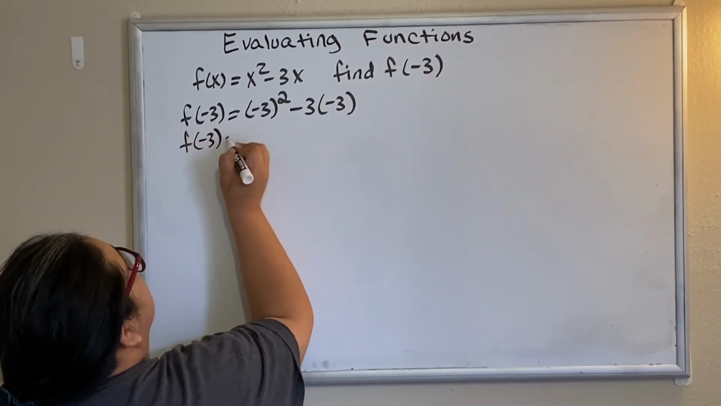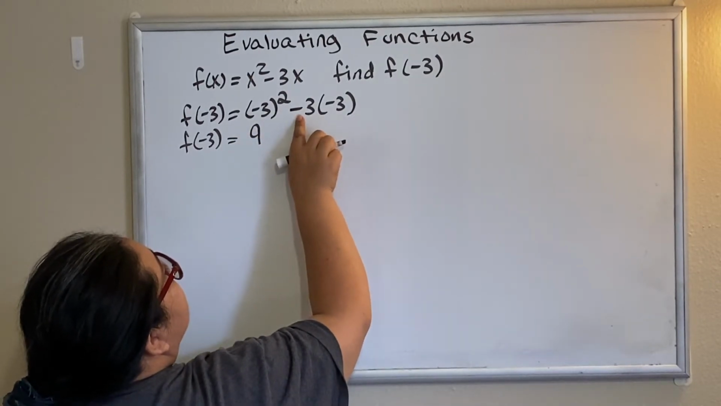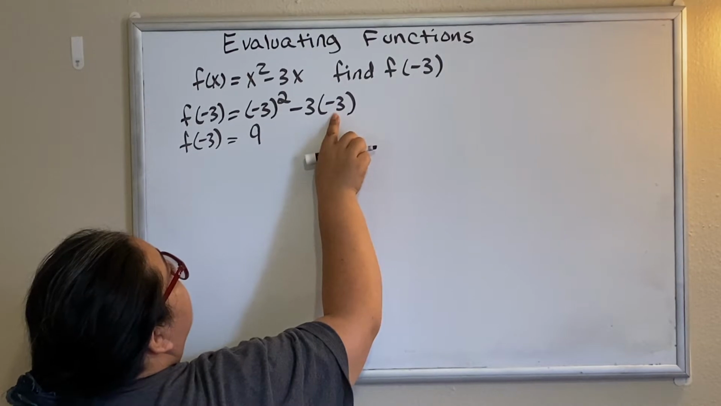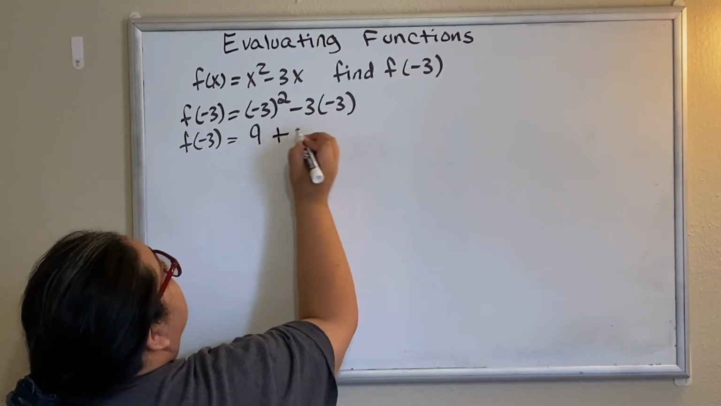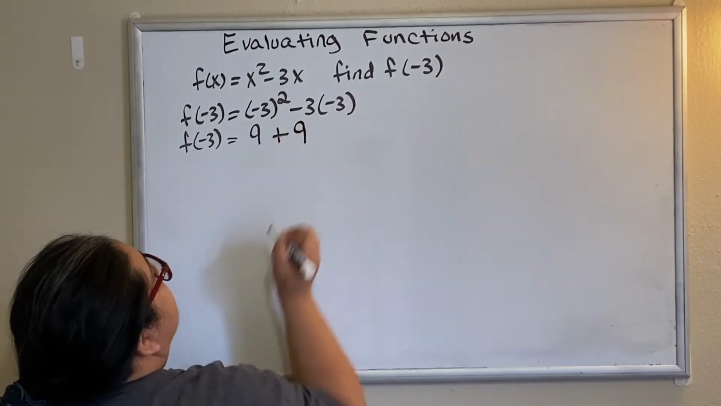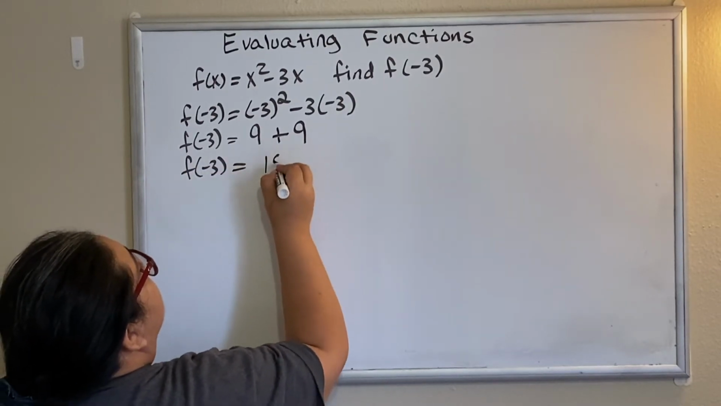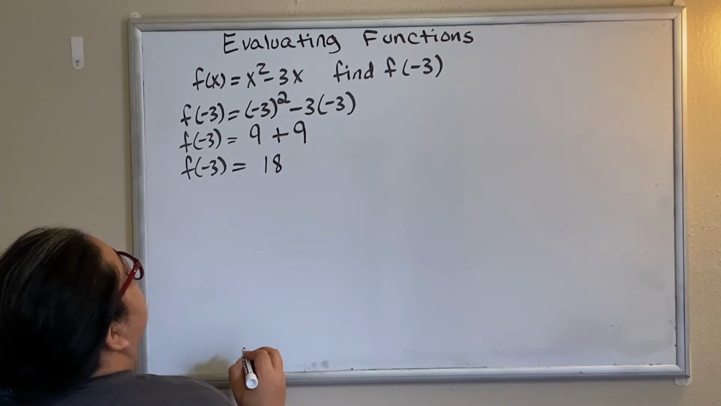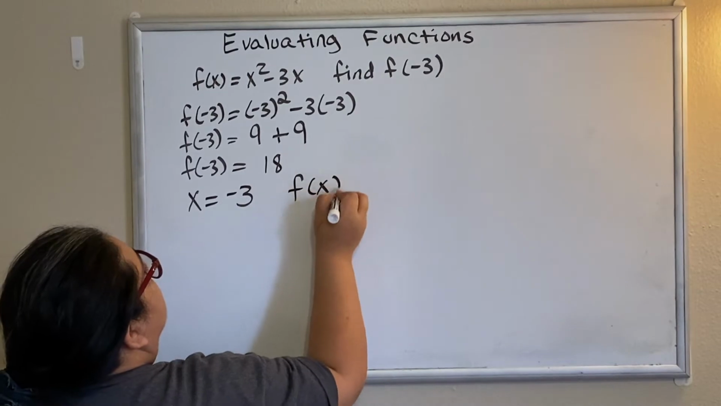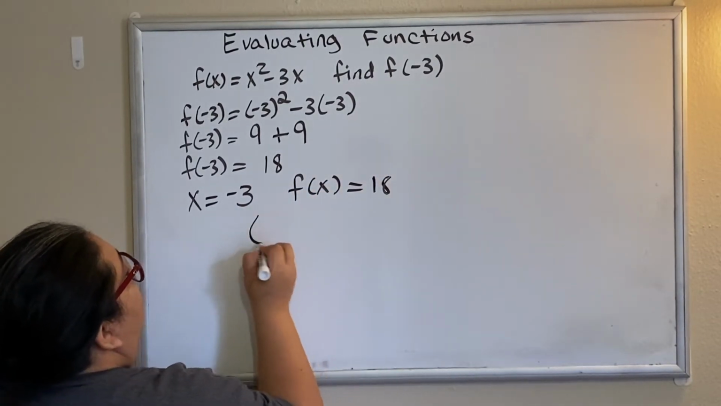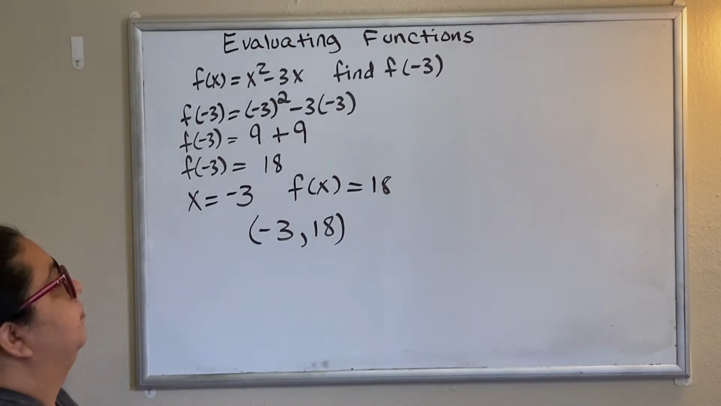f of negative 3 equals negative 3 squared is a positive 9. Then we subtract negative 3, and then we multiply it by a negative 3. So minus 3 times negative 3, that's two negatives. That's going to be a positive. And then 3 times 3 is 9. So we get f of negative 3 equals 9 plus 9, which is 18. So this means x equals negative 3, and f of x equals 18. So we get the point (negative 3, 18) as our solution.